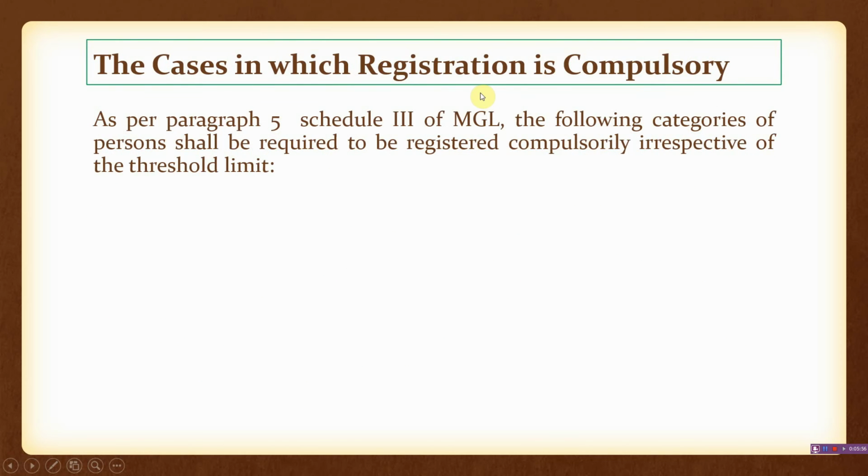In what cases is registration compulsory? As per paragraph 5 of Schedule 3 of the Model GST Law, the following categories of persons shall be required to be registered compulsorily, irrespective of the threshold.